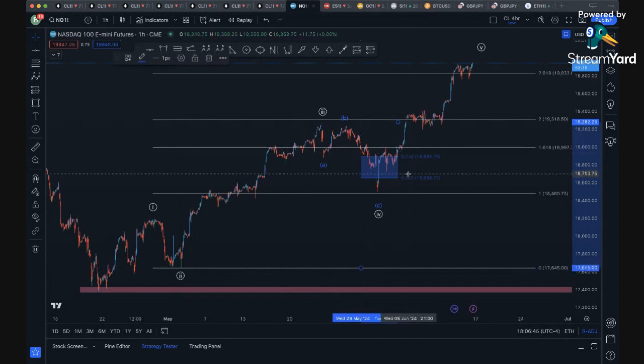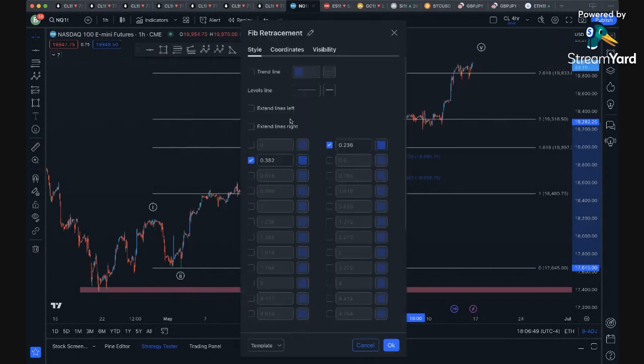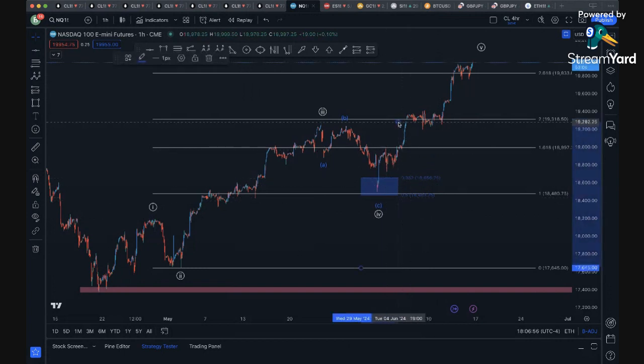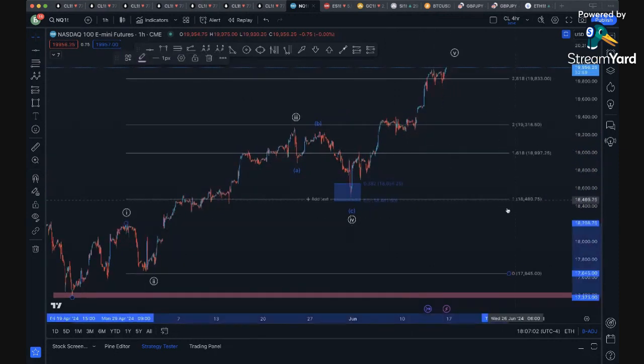So here's the 23.6, 38.2, but you can see that it actually looks like it went to the 50% level, which is perfectly fine for a wave 4. Let's see. Yeah, that's great. Okay, so that's a legit wave 4 potential, terminated where you would think based on two different ways of looking at it. And the wave 3 did extend almost to the 200 fib.